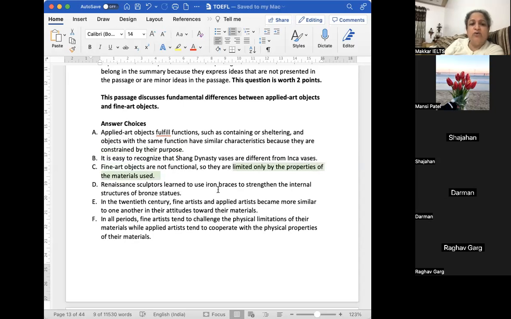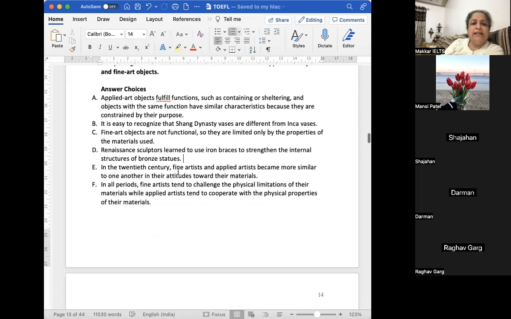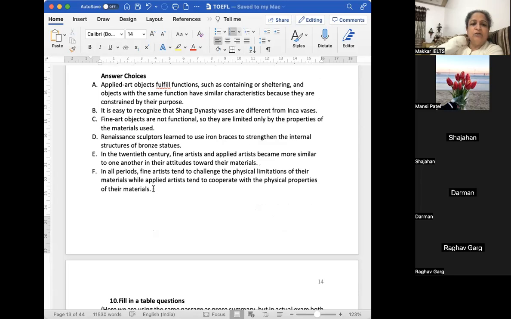Renaissance sculptors learned to use iron braces to strengthen the internal structures of the bronze statues. In the 20th century, fine artists and applied artists became more similar to one another in their attitude toward their materials. So both types of artists became similar. In all periods, fine artists tend to challenge the physical limitations of their materials, while applied artists tend to cooperate with the physical properties of their materials.